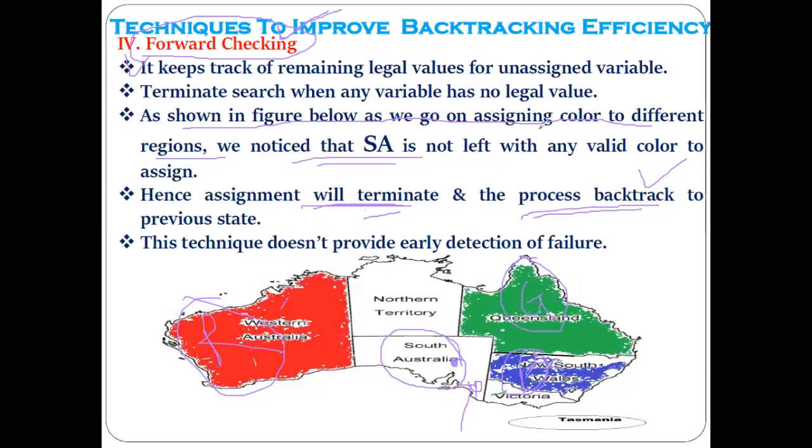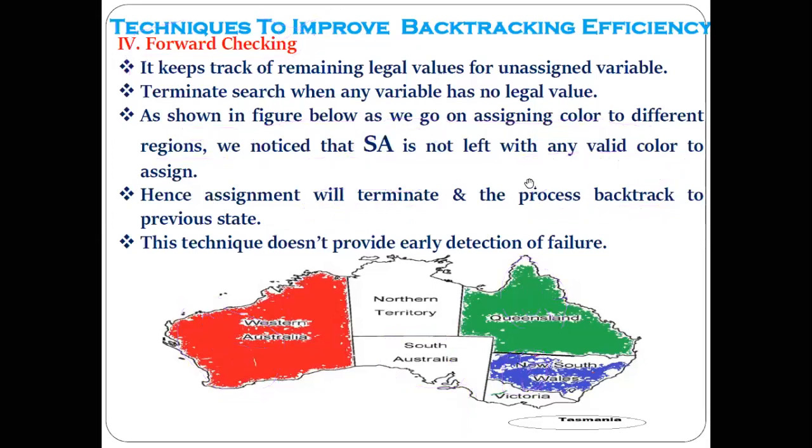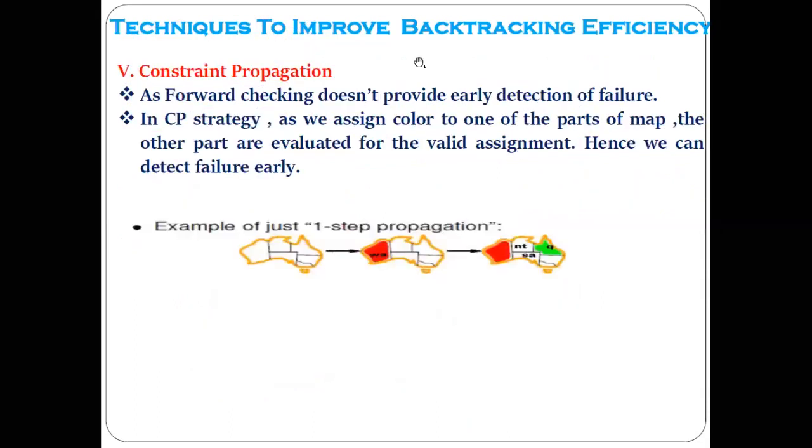We go on assigning the color to the different regions. We don't think about a particular value or certain variables. Randomly we go on assigning the colors, and when we notice that a certain region is not left with any valid color to assign, at that point we terminate and we backtrack. So this is our fourth technique, forward checking, and here is our last one, constraint propagation.